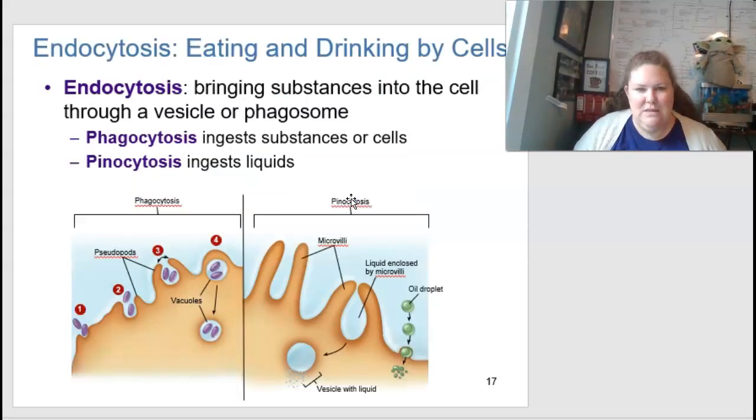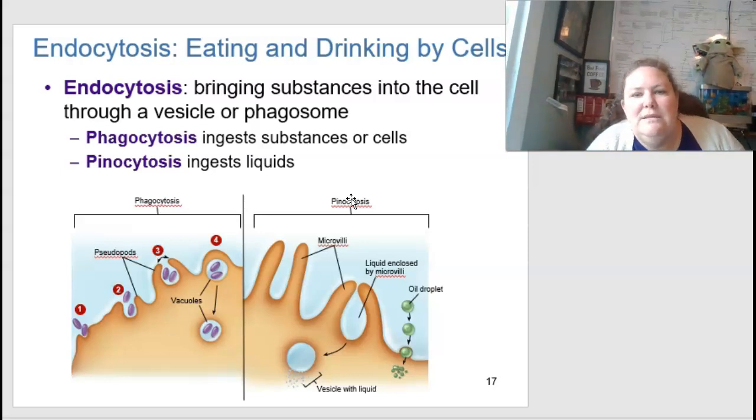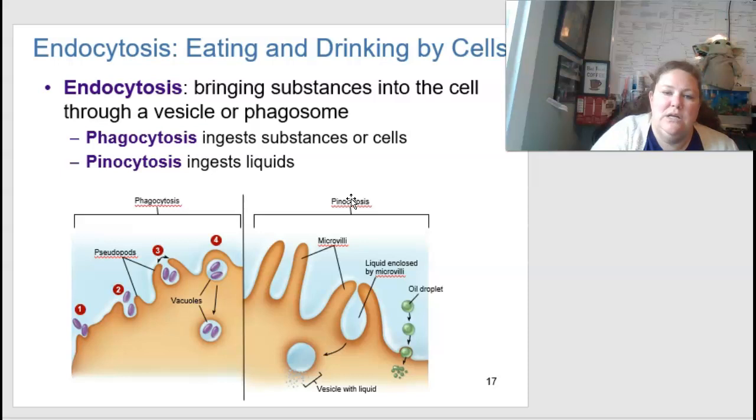So what about this then? And again, this is still in figure 7.8. So what is endocytosis? Well, this is going to be a way of bringing substances into the cell through either a vesicle or a phagosome. So I kind of call these like little Pac-Man sacs. Basically you're going to have a Pac-Man grab the nutrient or whatever you want to bring in, pinch it off into a vesicle, and bring it in.